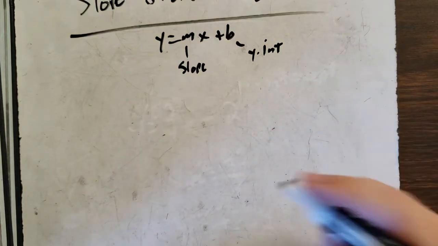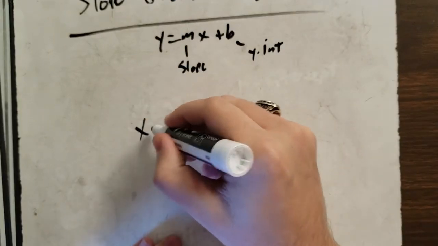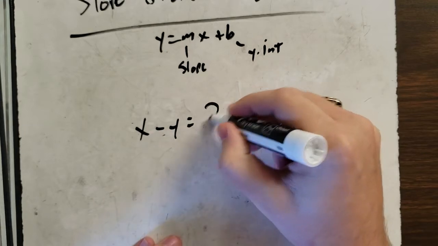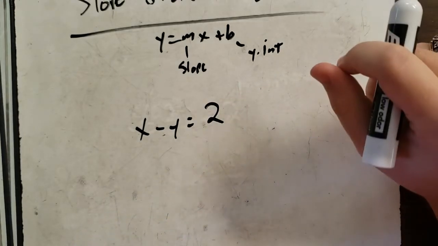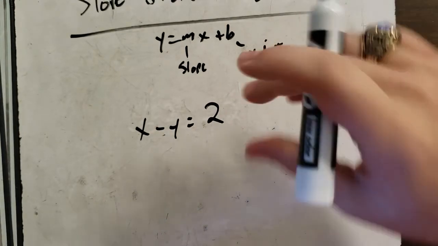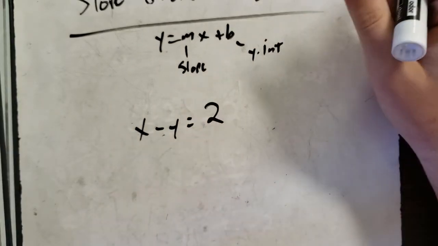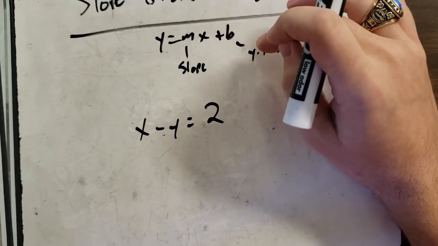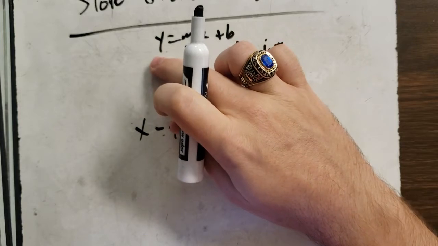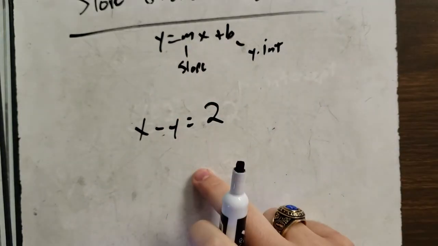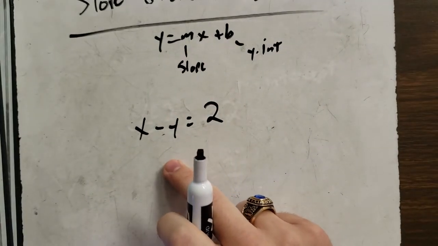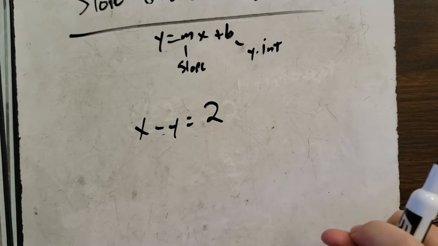Now, x minus y equals 2. So now when we look at this one, this is what we call standard form. Okay, now standard form means that the y is not by itself yet. Okay, our slope form, y is by itself, that's what we need. But in this case, the y is not by itself yet. So we have to get the y by itself.